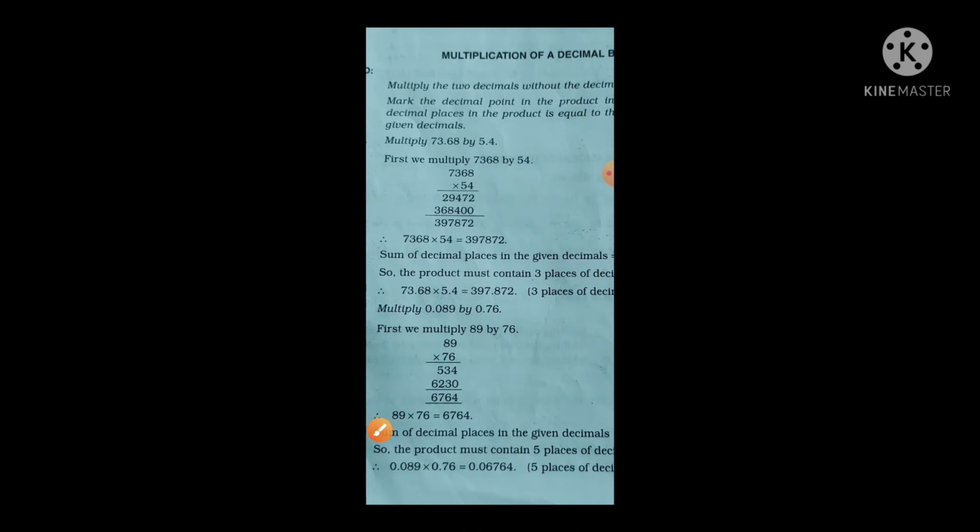Now multiplication of a decimal by a decimal. When we multiply a decimal number with another decimal number, what to do? Let's see with this example, 73.68 multiplied by 5.4. So for a while we will forget the decimals, so it will become 7368, it is written here, and 5.4 will be written as 54. We will just multiply, this is the answer, the product, and in this product we will put the decimal.